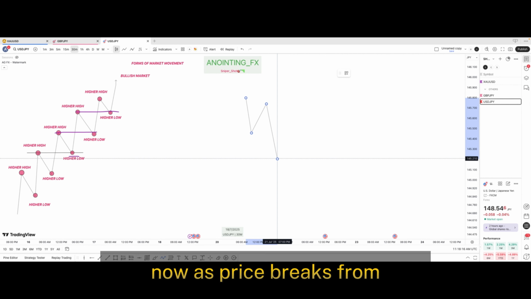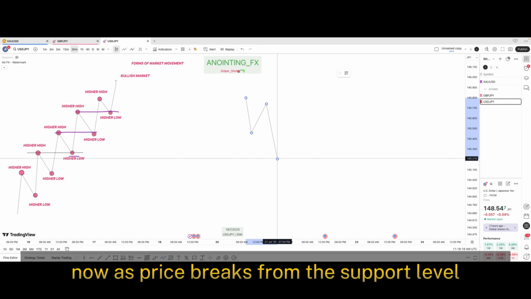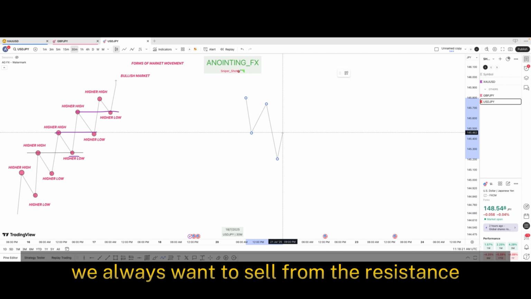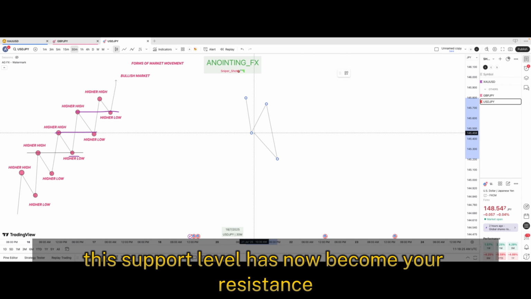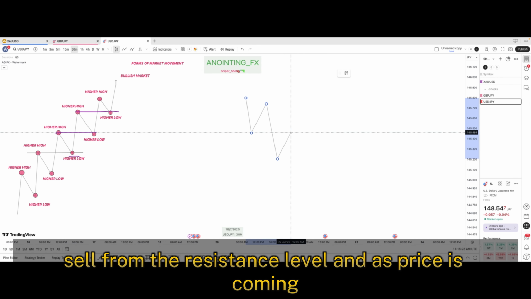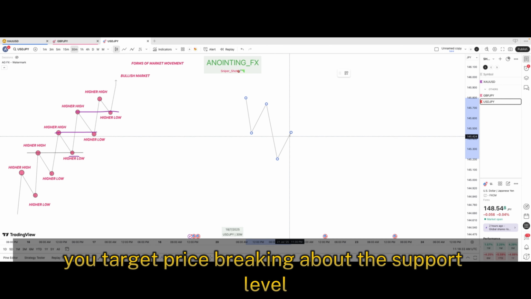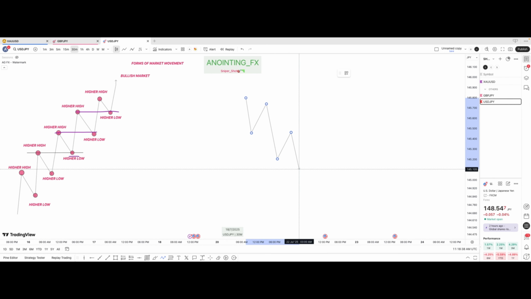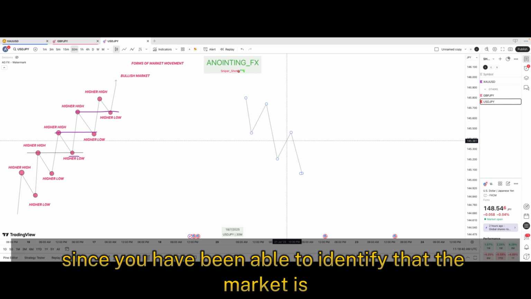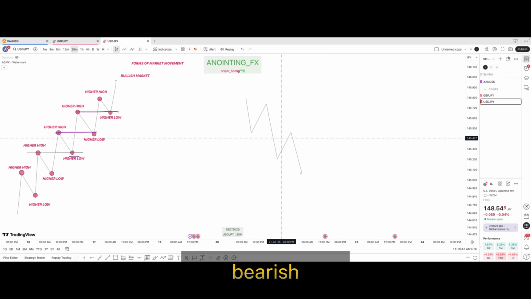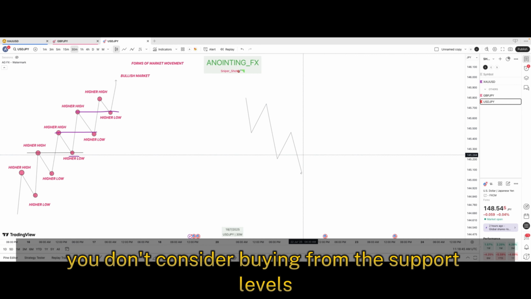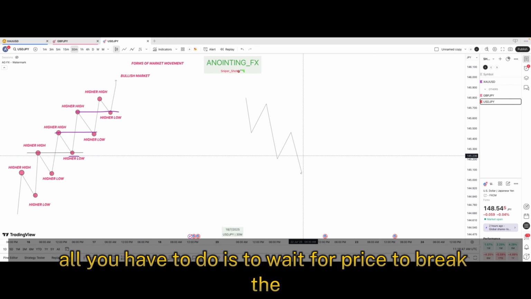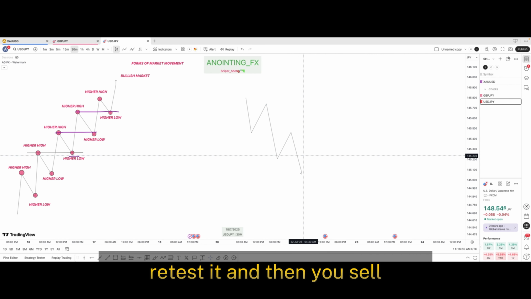Now as price breaks the support level, you already know that we always want to sell from the resistance. This support level has now become your resistance, so you want to sell from the resistance level. And as price is coming, you target price breaking the support level, so you don't buy from the support level. Now since you have been able to identify that the market is bearish, you don't consider buying from the support levels. All you have to do is to wait for price to break the support level, retest it, and then you sell.